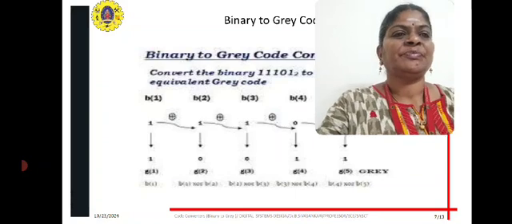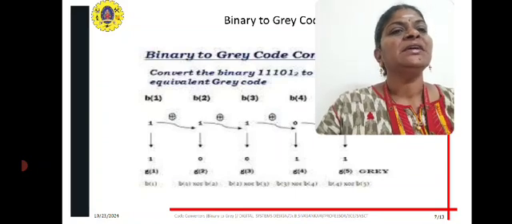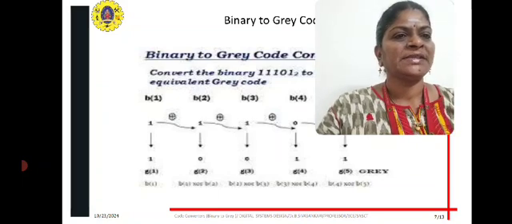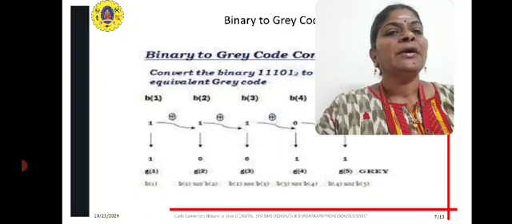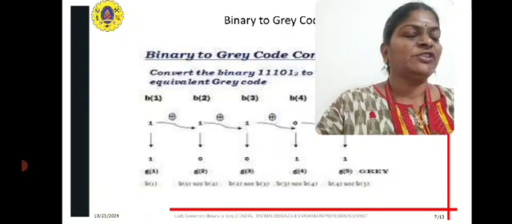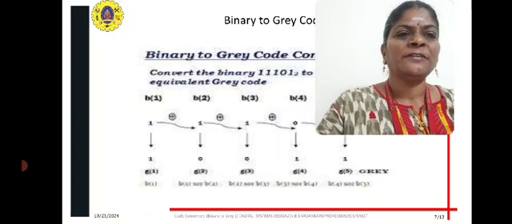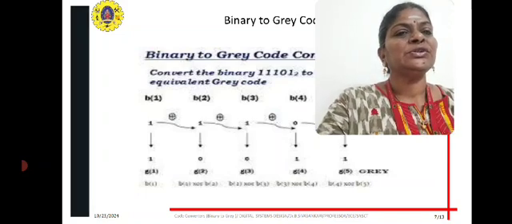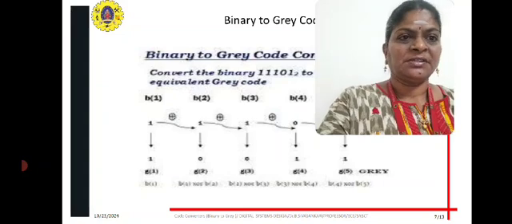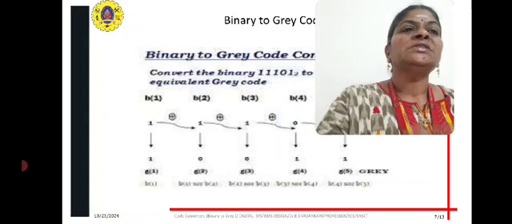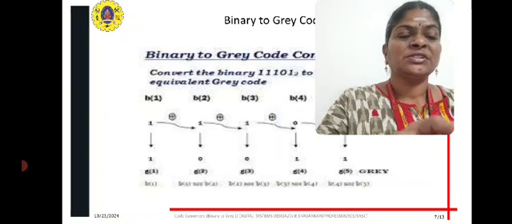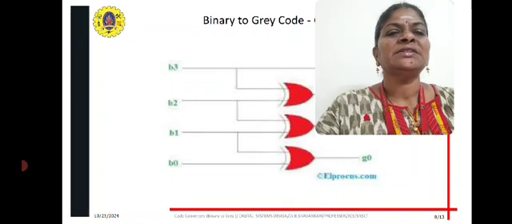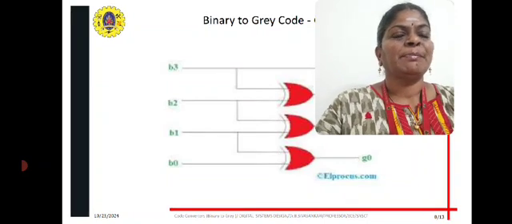Likewise, simultaneously you have to XOR with the next bit so that you get the answer. So G1 is equal to B1, G2 is equal to B1 XOR B2, G3 is equal to B2 XOR B3, and G4 is equal to B3 XOR B4. Understood? Likewise we have to convert, and this is the conversion of binary to gray.